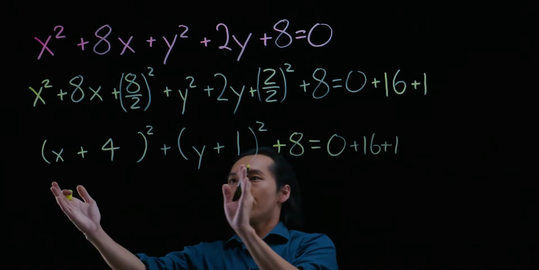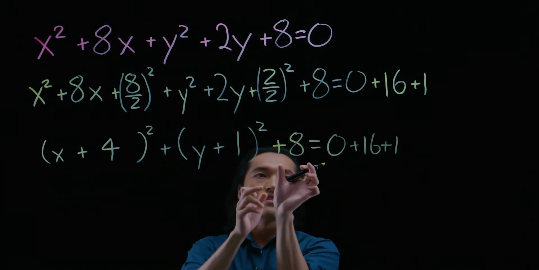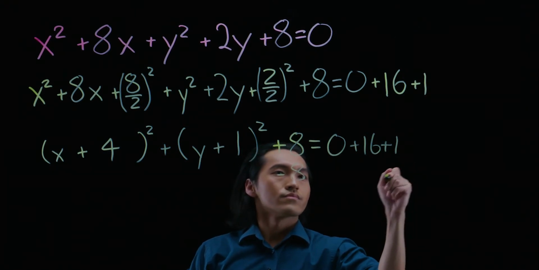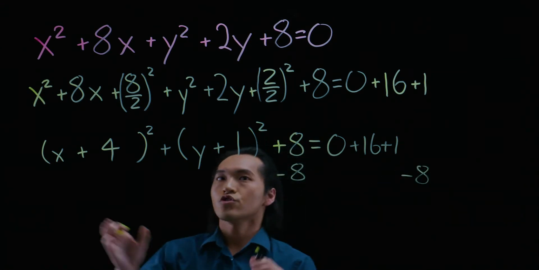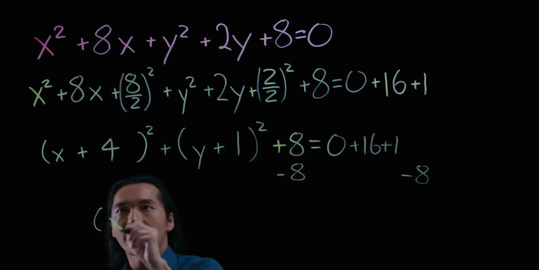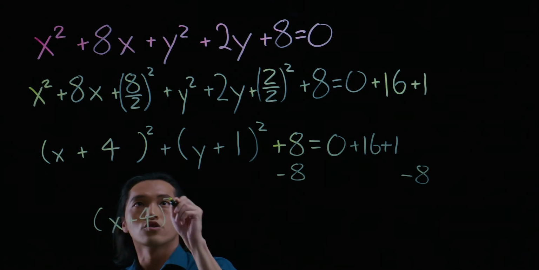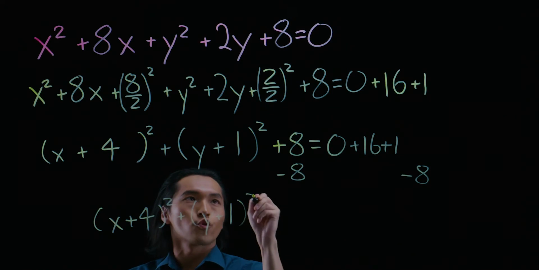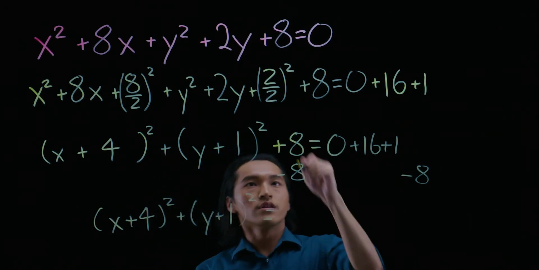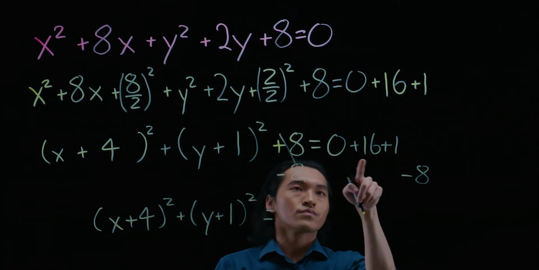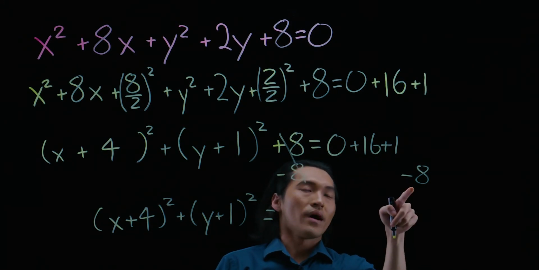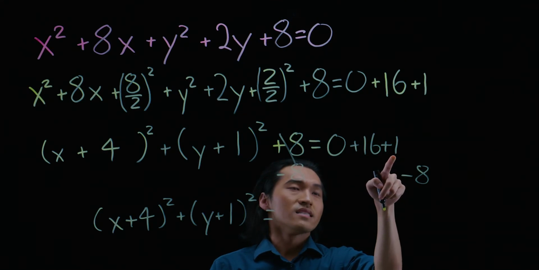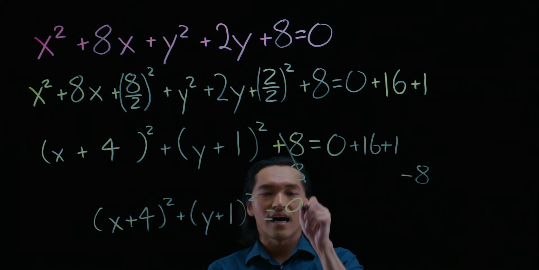Cool. So now we've finished the completing the square section. We can take this 8 and move it to the other side. So now we can just copy this down, and we're going to get (x plus 4) squared plus (y plus 1) squared is equal to, this cancels out, 0 plus 16 plus 1 minus 8. That's going to be 16 plus 1 is 17. 17 minus 8, that's 9.